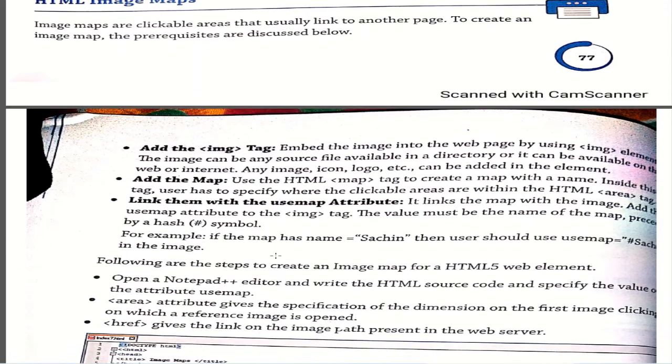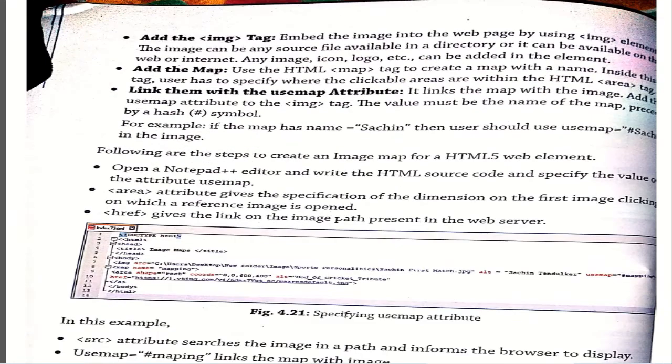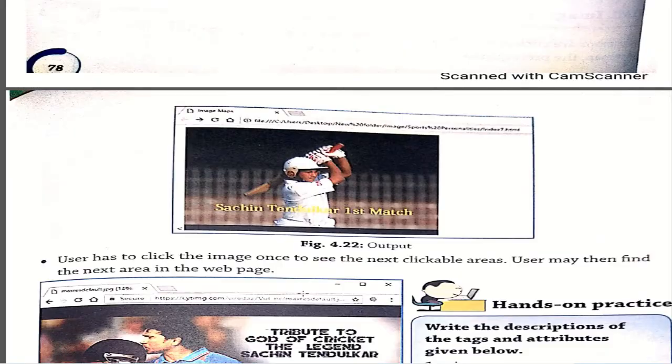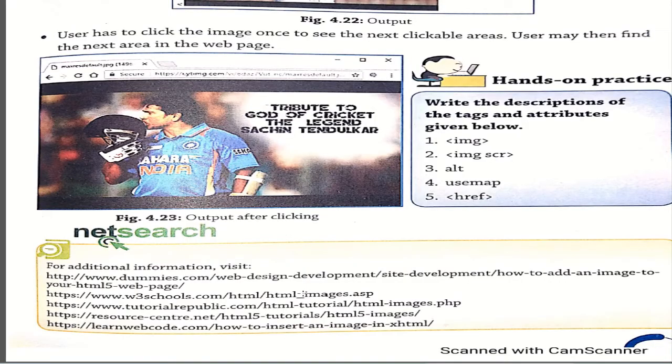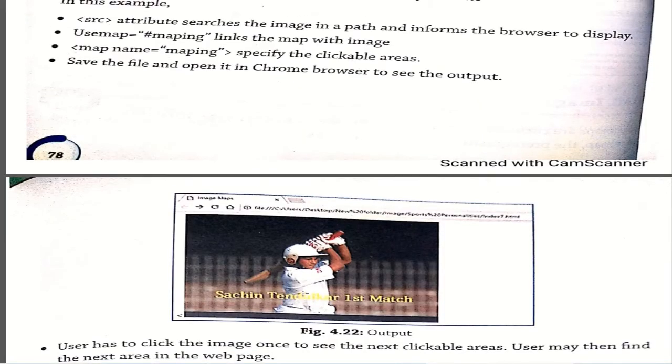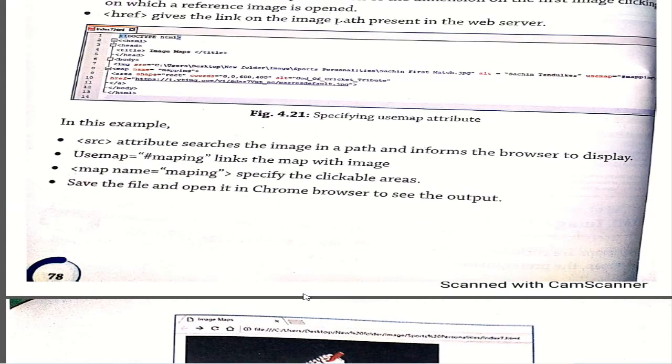Next is image maps. Image maps are clickable areas that usually link to another page. To create an image map, add the image tag, which embeds the image into the web page by using the image element. Add the map to create a map with a name, and then link them with the usemap attribute. Now you have to follow some of the steps as mentioned over here. The source code is available, and under that you can have the href, whatever map you want, that you will be able to use. This is all about your chapter. I'll make you understand with one example how to add the image, and then you can follow it with other examples mentioned in your textbook.